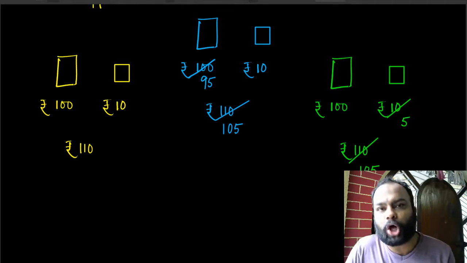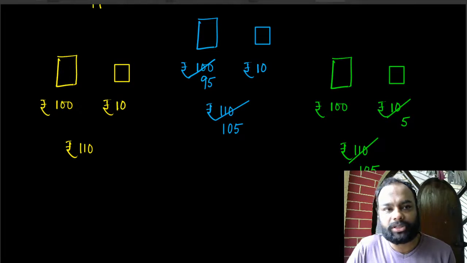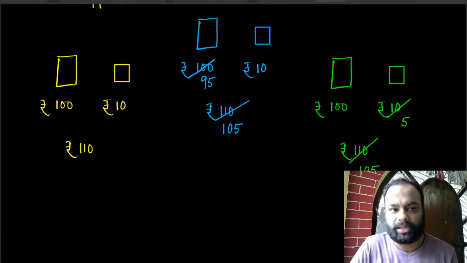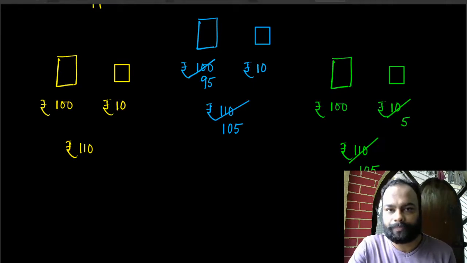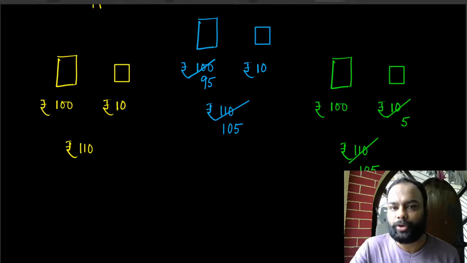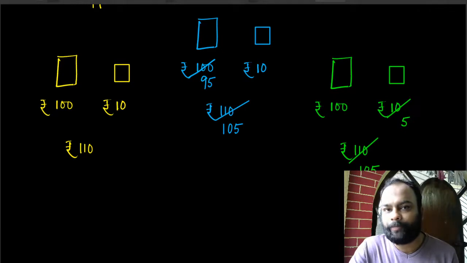Just imagine going to a shop and trying to buy something that usually costs 100 rupees, and someone is giving you that for 95 rupees. Of course, you got a discount, right? And imagine you are going to another shop and trying to buy something that usually costs 10 rupees, and the shopkeeper is giving you that for 5 rupees. Which one of these discounts would feel like a better discount?